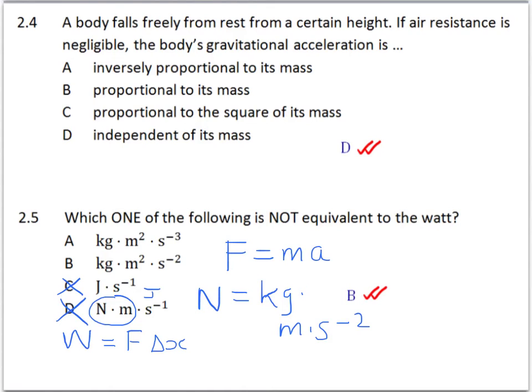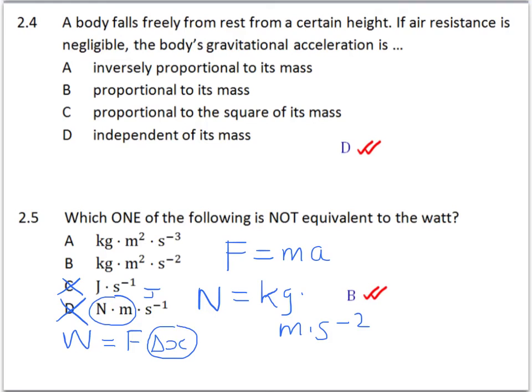Where does the meter squared come in? It comes in with an extra factor of m, another meter, from the delta x that you use in your work equation. Work is force multiplied by displacement. So that means we just need to choose between s to the minus 3 and s to the minus 2.